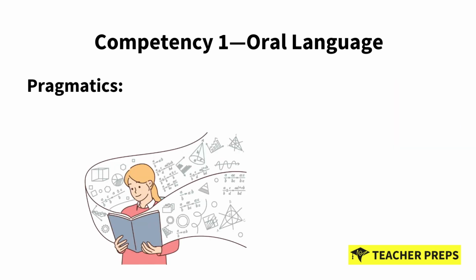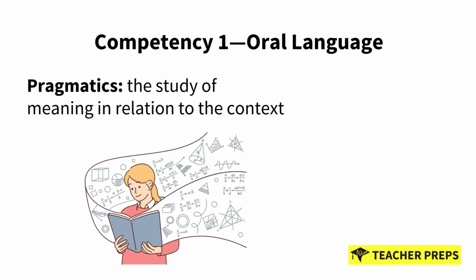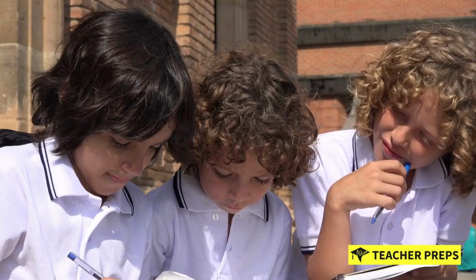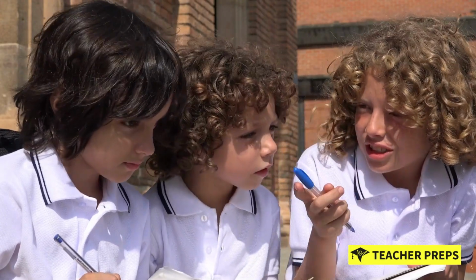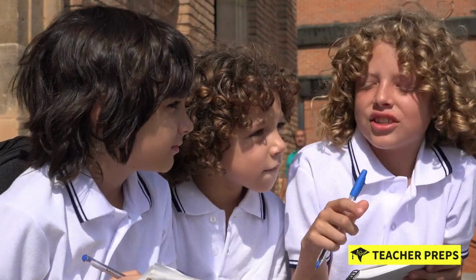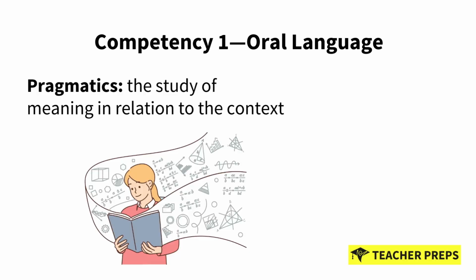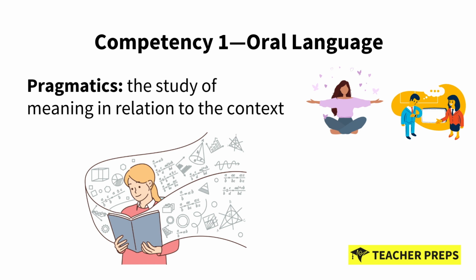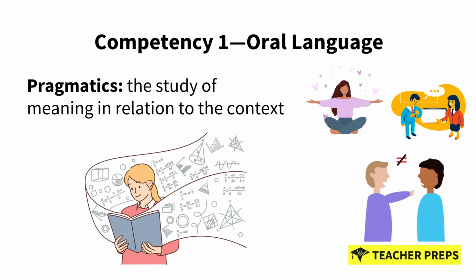Next topic here, we have pragmatics, and this is the study of meaning in relation to context. You're going to want to remember that for your exam. Pragmatics examines how context can influence the interpretation of messages in communication. Students in grades 4 through 6 begin to grasp how tone and situational context and nonverbal cues can alter meanings.